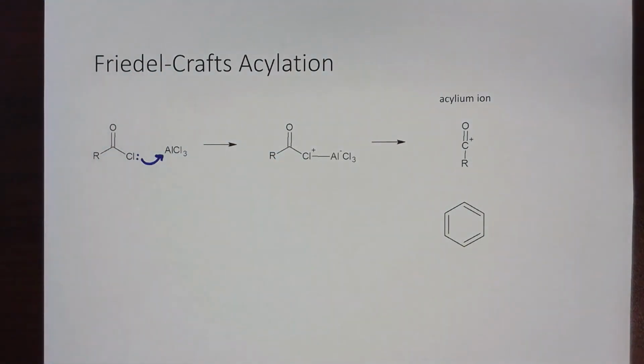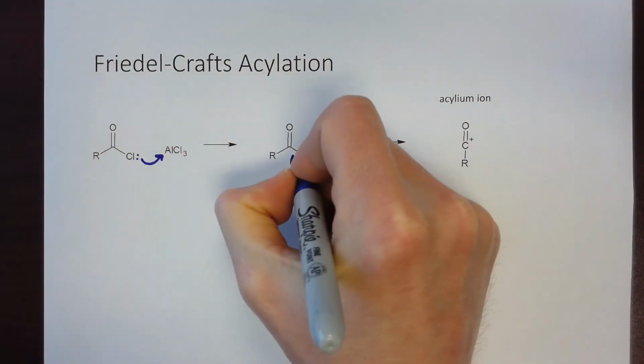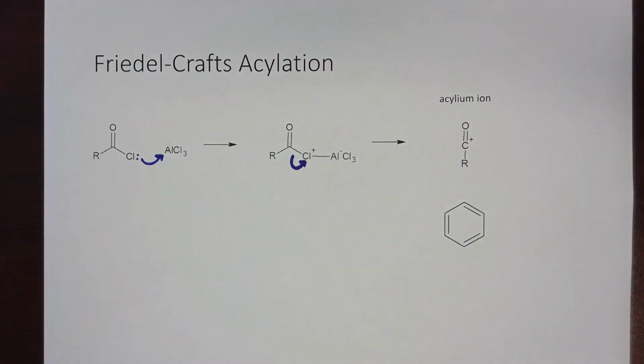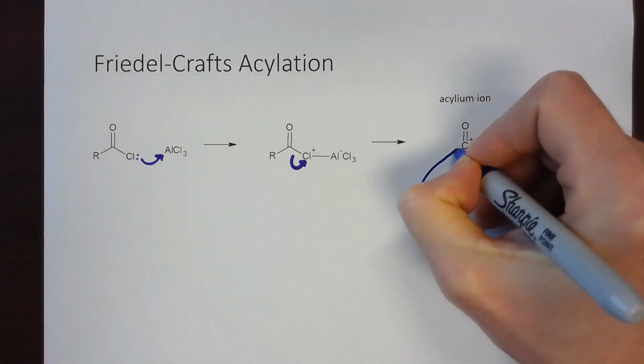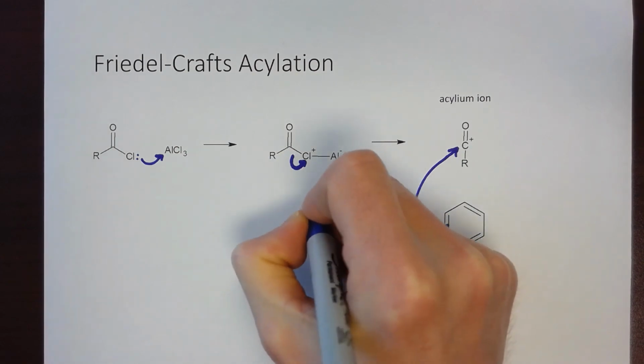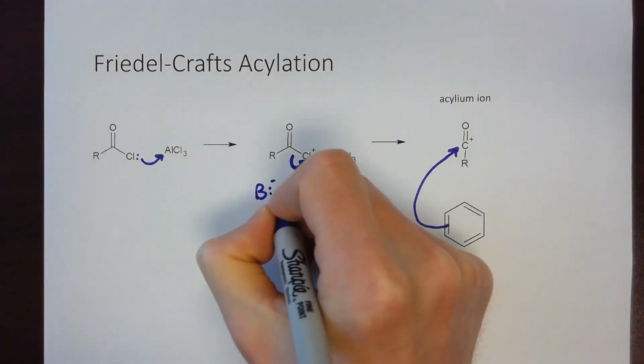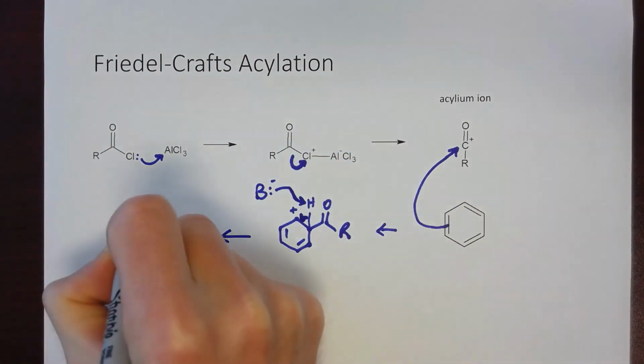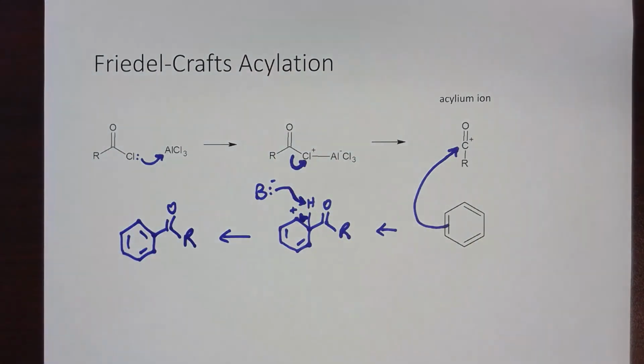So if we add aluminum chloride to an acyl chloride, it will lose the chloride to form an acylium ion. This acylium ion is the electrophile that we need, and benzene reacts with this electrophile to add an acyl group to the benzene ring. A base will abstract a proton to form an acylated benzene ring.